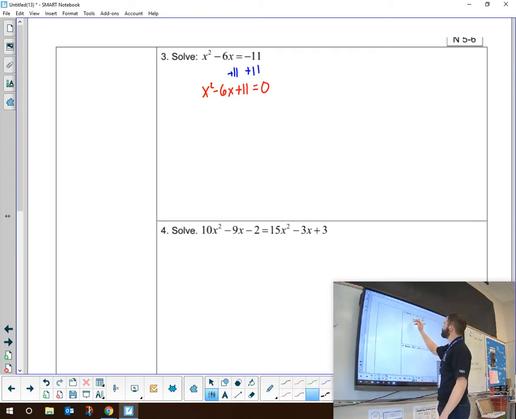Well, let's label my stuff. My a is going to be 1. My b is going to be negative 6, and my c is going to be 11. Okay. Then we go x equals opposite b.